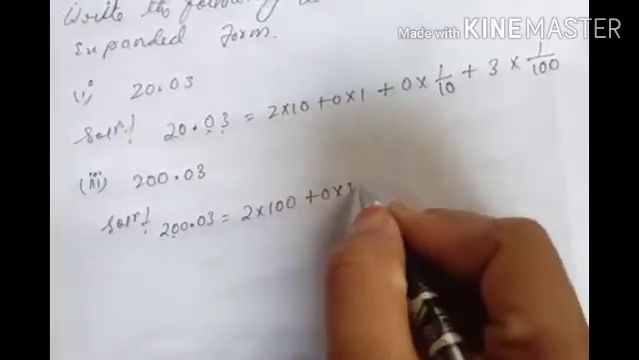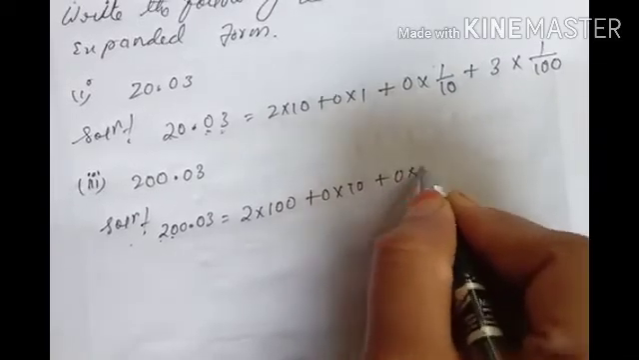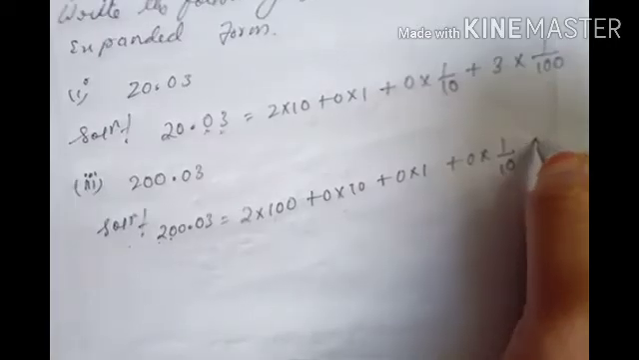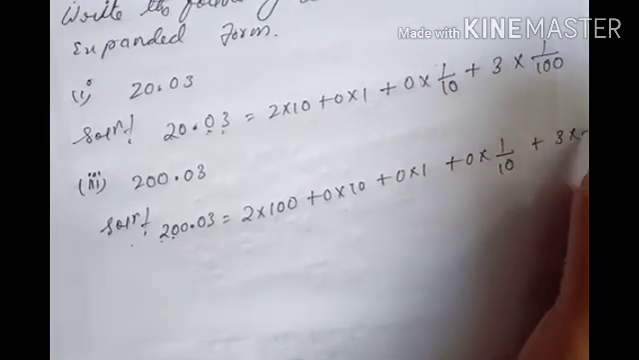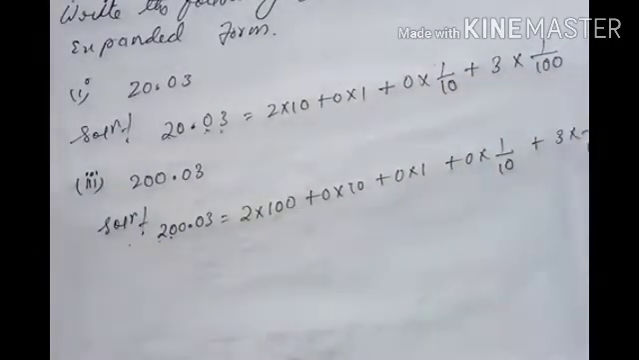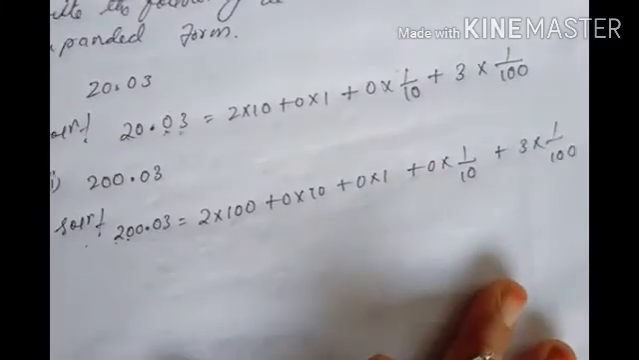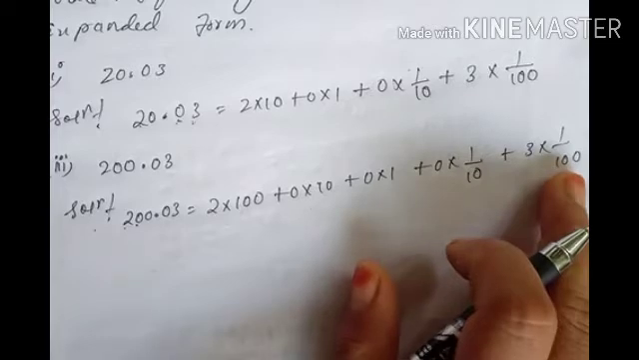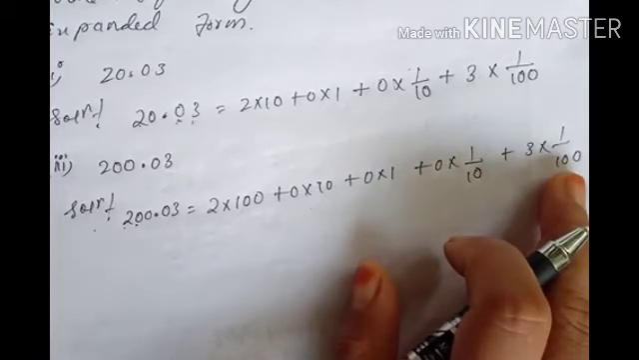This 0 is in the 10 place, so 10, plus 0 is in the 1 place, so 1. Plus again 0. 0 is in which place? 1 upon 10. Then again plus 3. 3 is in which place? 1 upon 100. Okay, this is your answer. Now next, one more question I will show you how to solve.